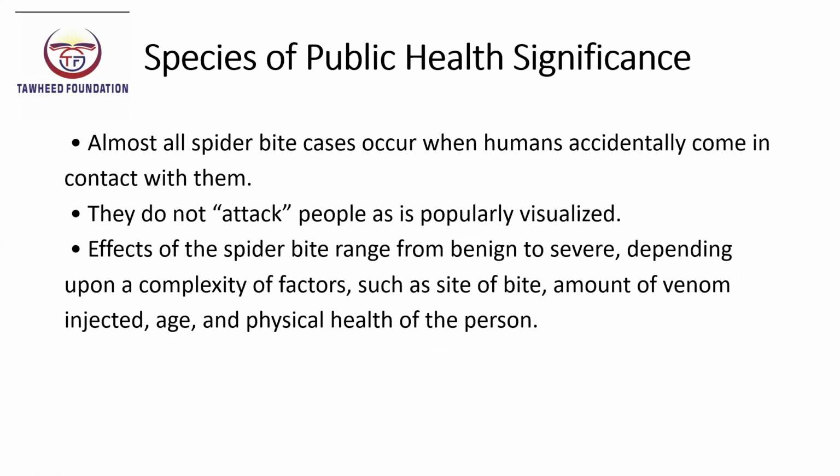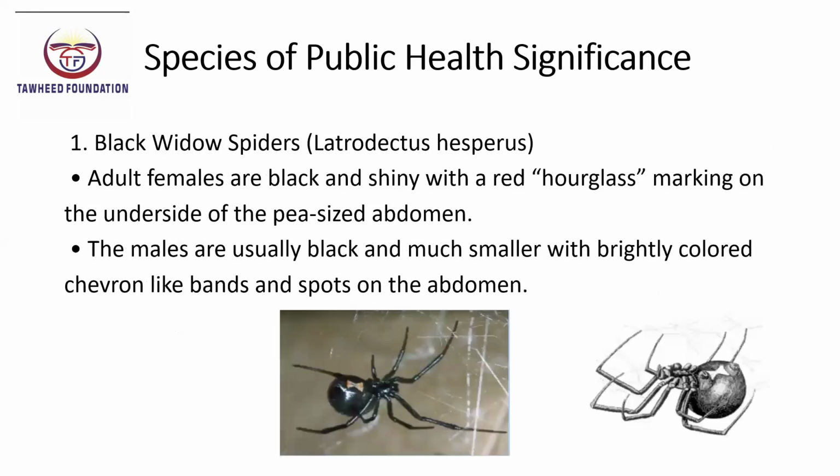Public health significance: almost all spider bite cases occur when humans accidentally come in contact with them. They do not attack people as popularly visualized. Effects of the spider bite range from benign to severe depending upon a complex of factors such as site of bite, amount of venom injected, age, and physical health of the person. This is the black widow spider.